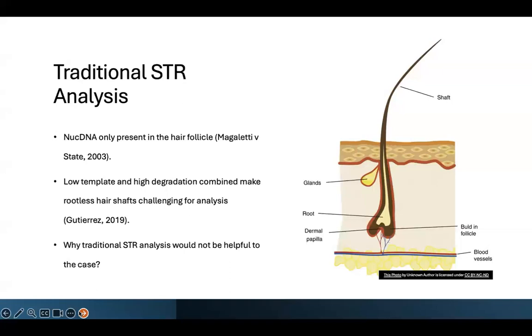So STR analysis was not helpful for this case because they did not have a hair follicle, which I will mention again in the next slide. But essentially, samples that contain low amounts or degraded nuclear DNA, such as hair shafts or buried bones, will not give successful results using traditional STR analysis. Rootless hair shafts are really challenging for analysis, which is why traditional STR analysis is typically not a good route to take.